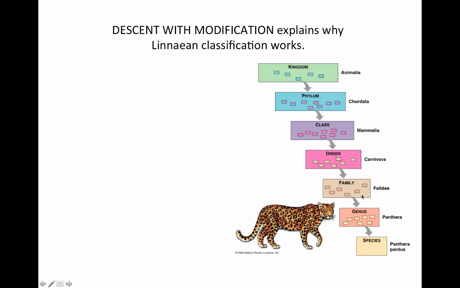And the reason that this works is descent with modification. Descent with modification is responsible for this pattern. So all of these species that are grouped in a genus are similar to each other because they all evolved from the same common ancestor, and they all inherited those similarities from the same common ancestor. All of the genera that are grouped into the same family because they're very similar to each other share a more distant common ancestor, but they share all those features in common with each other because they all inherited it together from the same common ancestor.